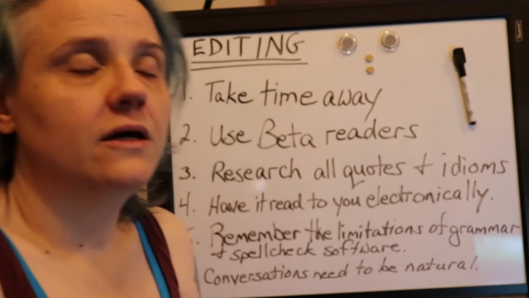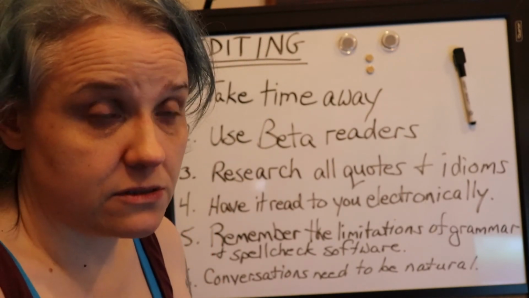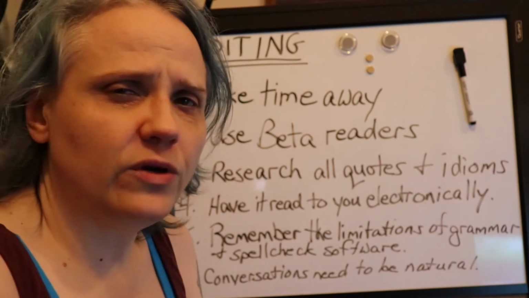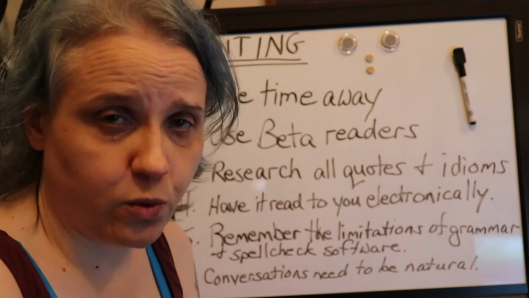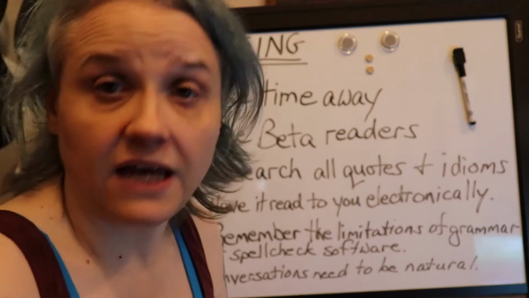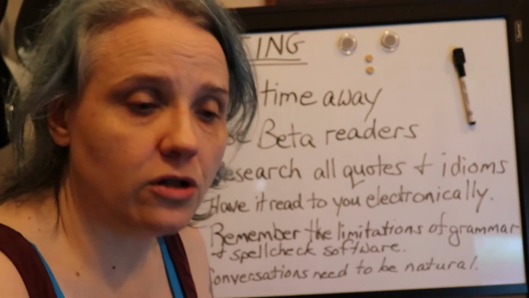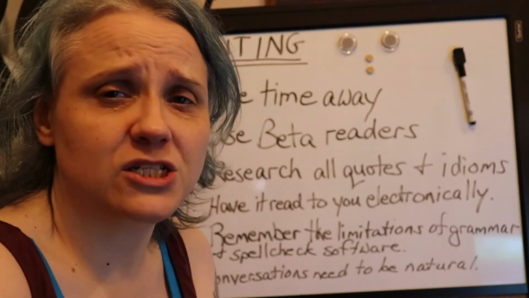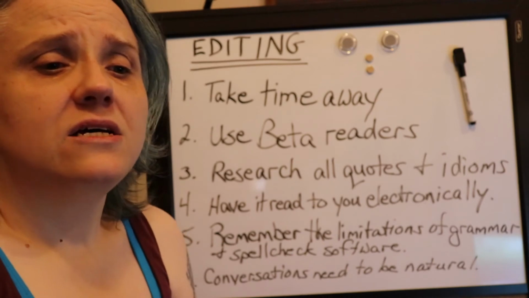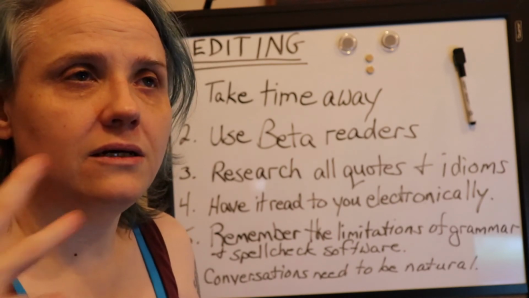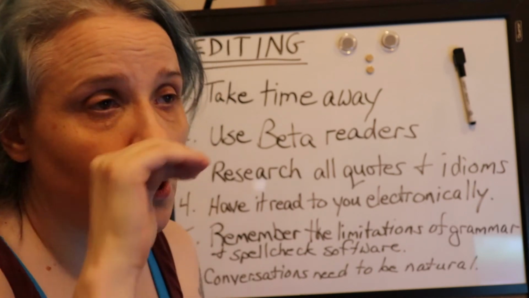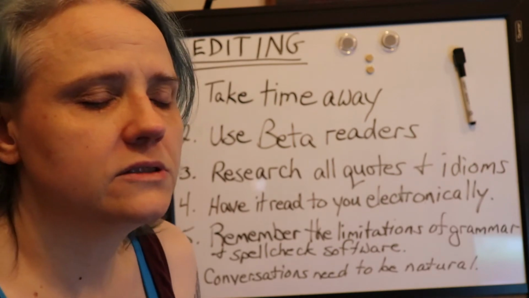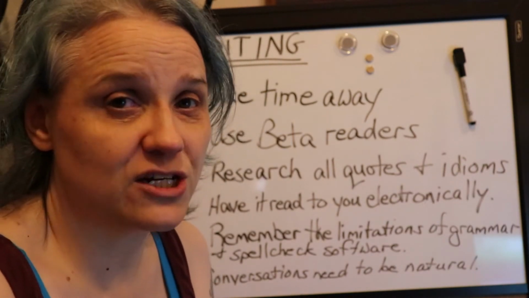Number 3, researching quotes and idioms. Very important, okay? It's fine if one of your characters misattributes a quote, because your characters can be ignorant and lacking in knowledge. You, as the author, should in some ways be kind of omniscient, frankly. So you have to try not to make those mistakes. You don't want to be saying that Einstein said this or Darwin said that if they didn't actually say it.